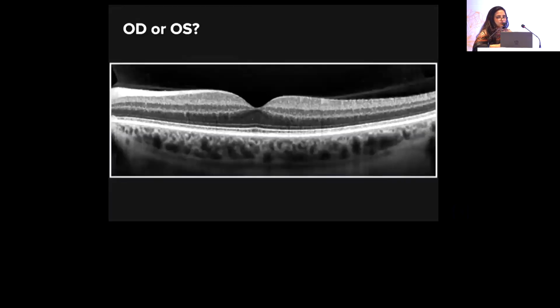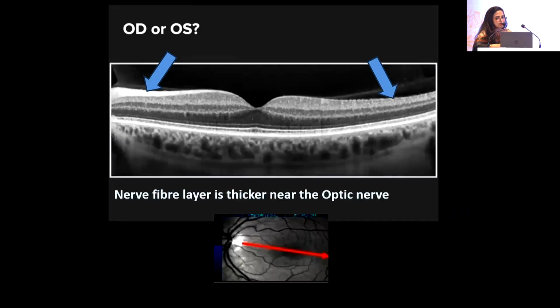Now, just an interesting thing that you can make out from the OCT is whether this is the OCT of the left eye or the right eye. The nerve fiber layer here is thicker near the optic nerve. So this OCT scan, just by looking at it, even if you don't know which eye, would be of the left eye.